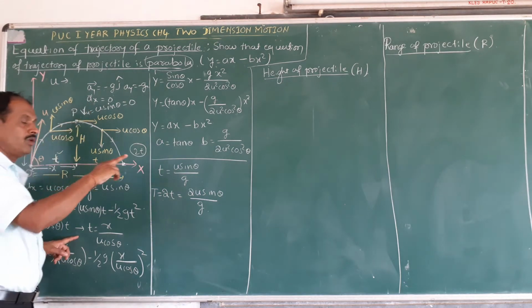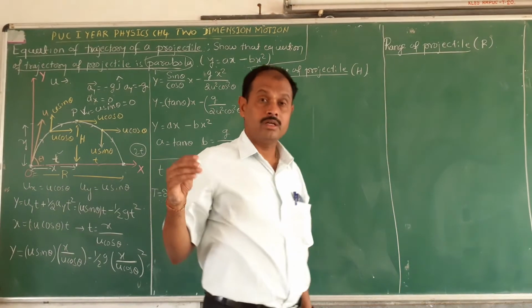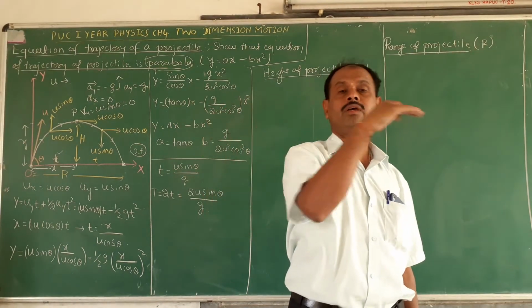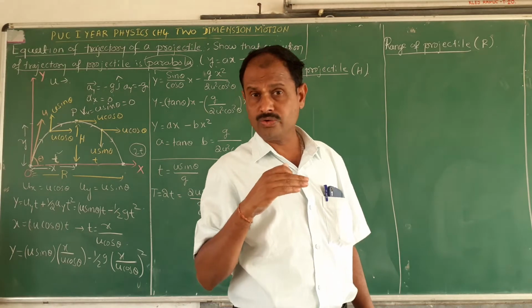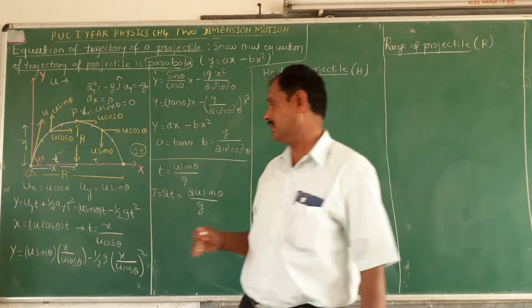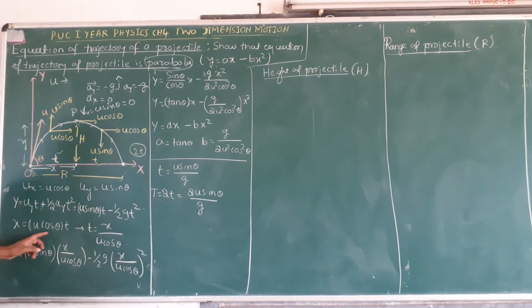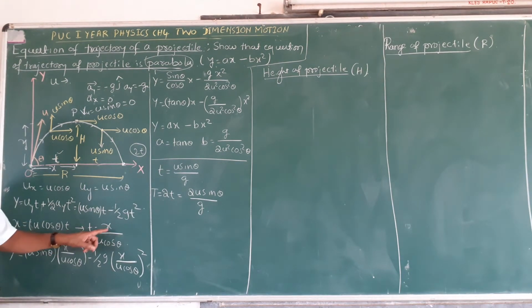The acceleration along x-axis is 0. Why? Because this component is uniform. U cos theta component is uniform throughout the projectile motion. Not only uniform, it is in the same direction. Therefore, what are we doing here? x is equal to u cos theta into t, t is equal to x by u cos theta. What do you want here? You substitute t in this equation.